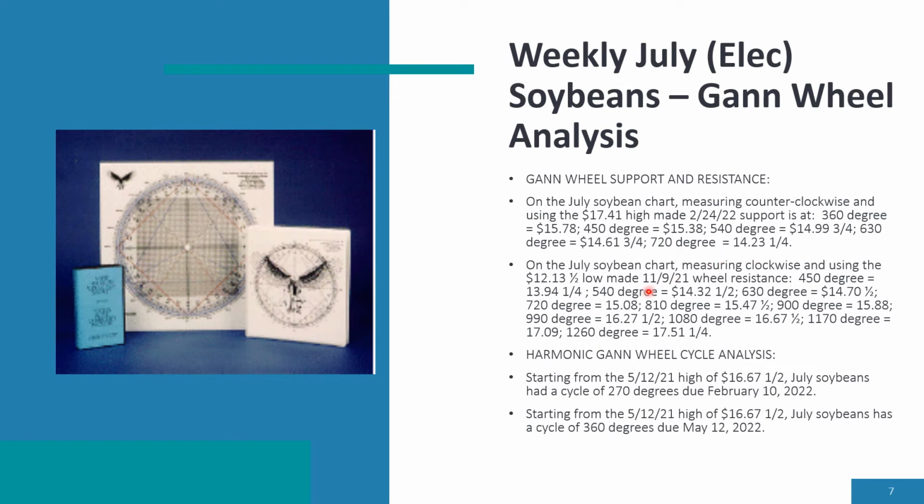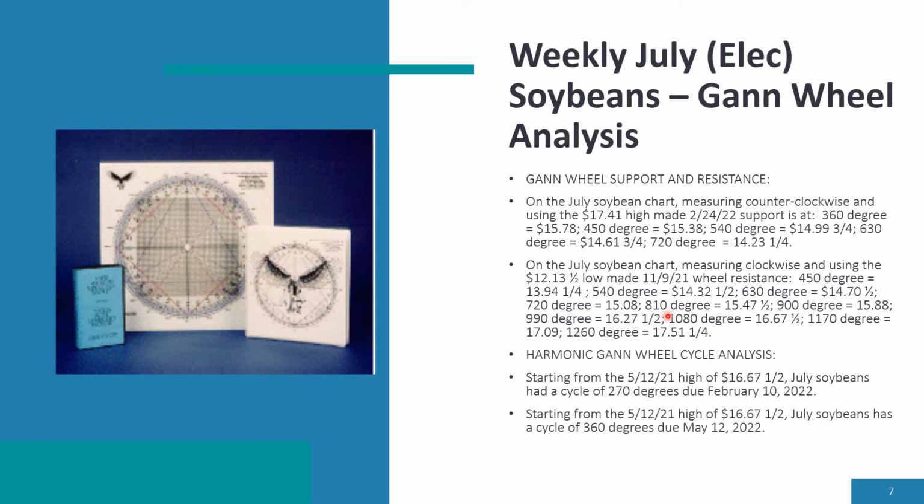Now looking at resistance, on the July soybean chart, measuring clockwise and using the $12.13 low made November 9th, 2021, the wheel resistance comes in at the 450 at $13.94 1/4. The 540 is at $14.32 1/2. The 630 is at $14.70 1/2. The 720 degrees, that's 2 turns around the wheel, is at $15.08.